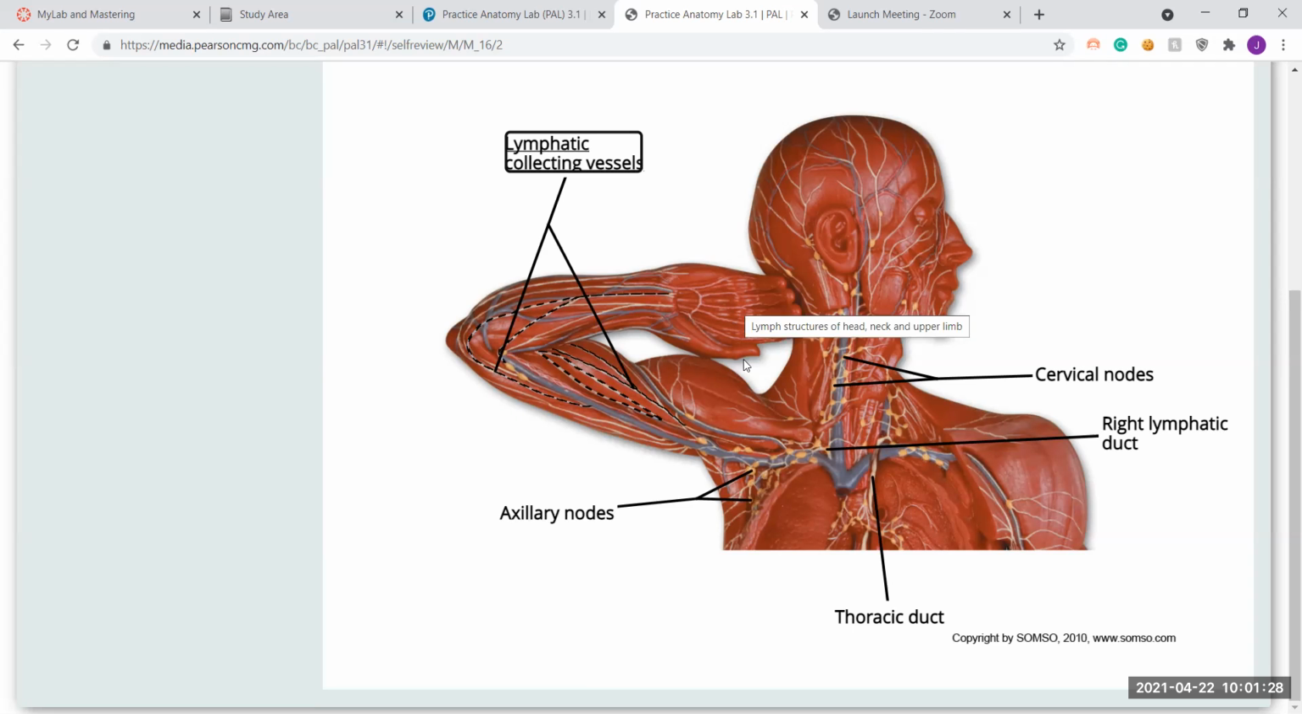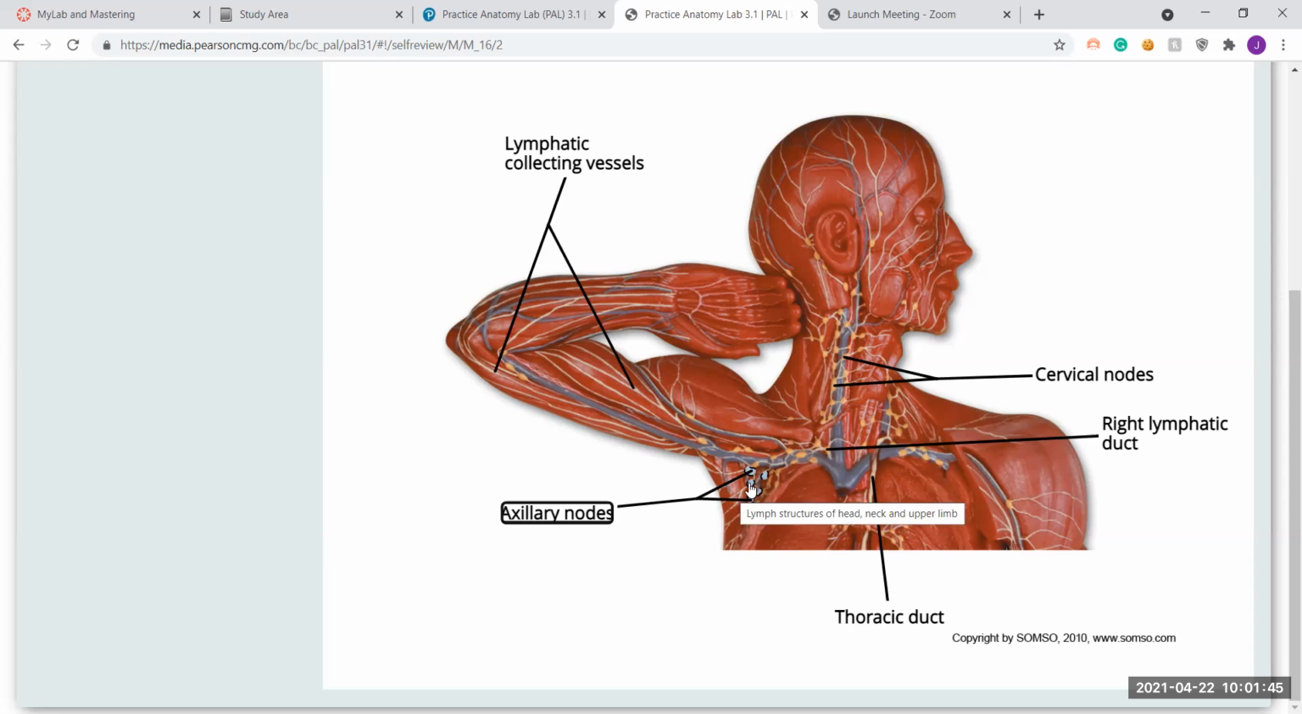Those lymphatic vessels join and become larger vessels. We call them lymphatic collecting vessels. The lymphatic collecting vessels bring the lymph fluid, the tissue fluid, into groups of lymph nodes, which are reticular connective tissue with white blood cells, and they are found in different regions of the body. For example, in the axilla, you have axillary lymph nodes. In the neck region, you have cervical lymph nodes.